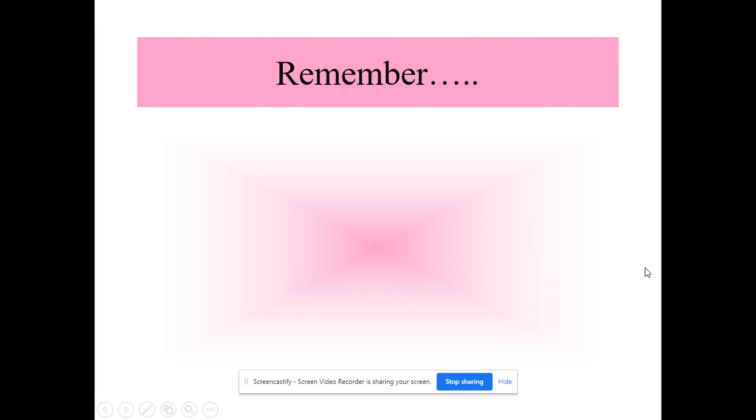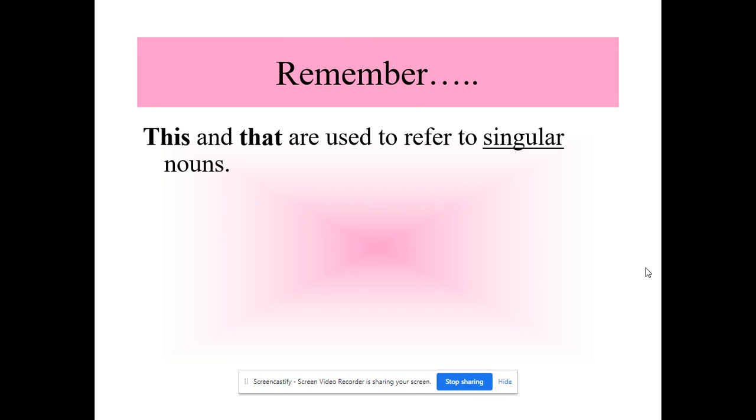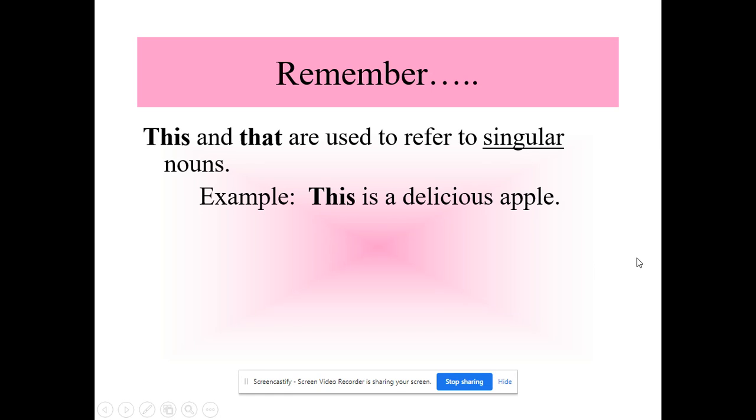So something we want to make sure that we remind ourselves of is that this and that, those are both your singular nouns. They refer to just one item. So for example, this is a delicious apple, or that is a delicious apple. Now these examples here are a little bit different than the ones we had on the previous page, only because in these examples we have a linking verb here.